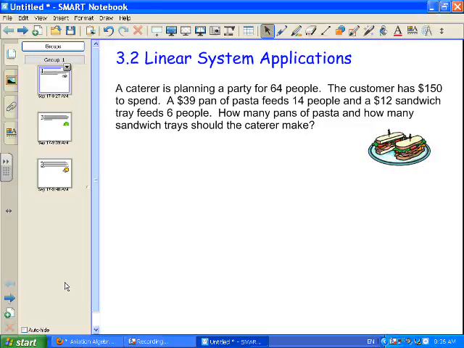So let P equal the number of pasta pans. We'll let S equal the number of sandwich trays.